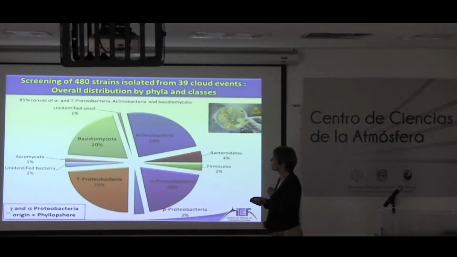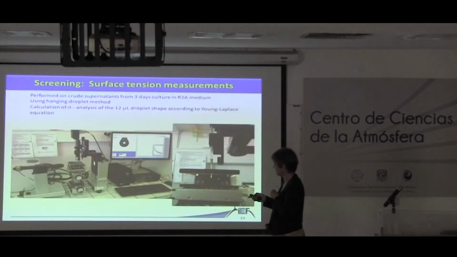So the idea was to screen our strains that are in the lab from different cloud events, and to see how many of them could produce biosurfactants. So these are the bacteria we have tested here. They are mainly formed of proteobacteria. As I said before, they are the major groups present in our collections. And these are from the phyllosphere. Remember, they are mainly found on the leaves of grass, of trees, and so on. There are some yeast, Basidiomycota, and actinobacteria also really highly present. So we have tested all these cloud isolates to see if they are able to produce biosurfactants.